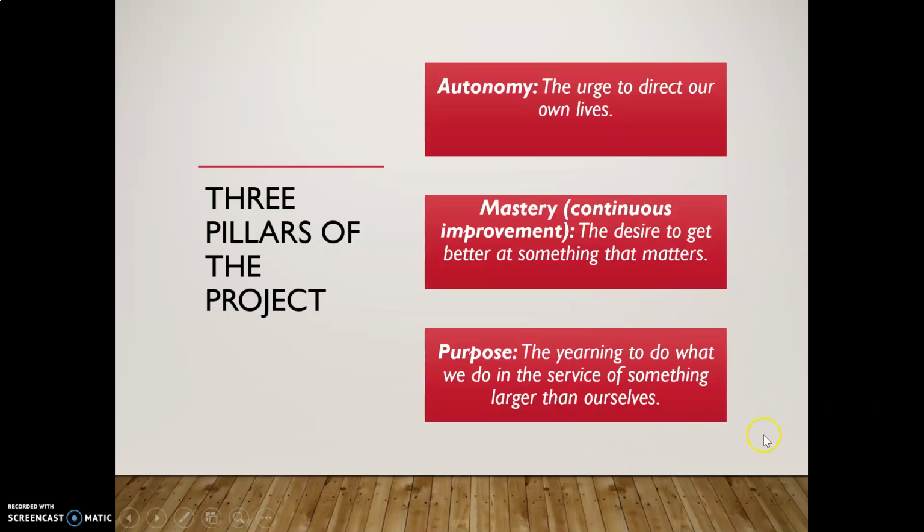So there's three pillars of the project: autonomy, which Daniel Pink describes as the urge to direct our own lives; mastery, also known as continuous improvement, the desire to get better at something that matters; and purpose, the yearning to do what we do in the service of something larger than ourselves. The example Daniel Pink gives is this.